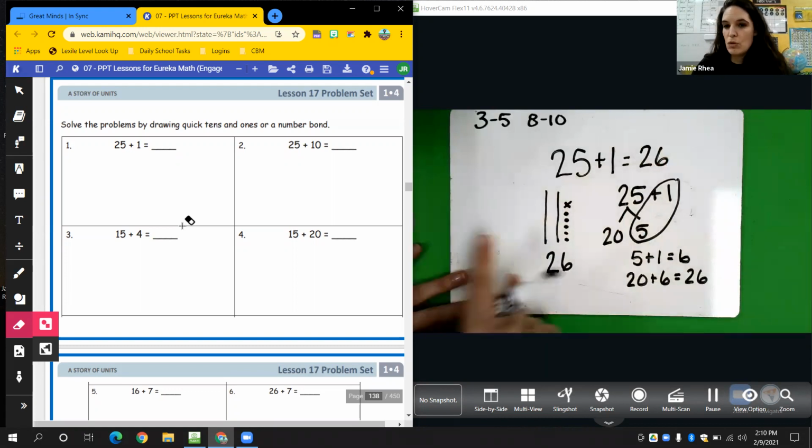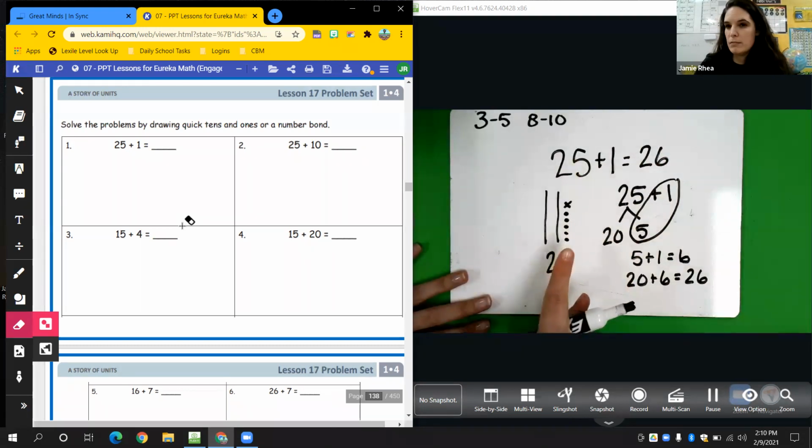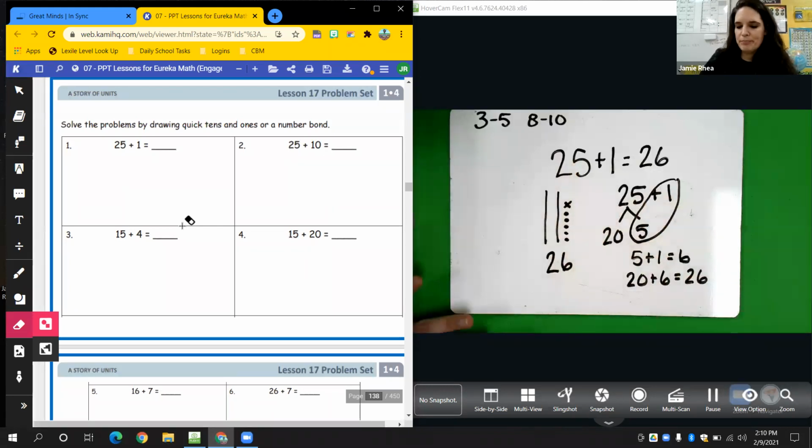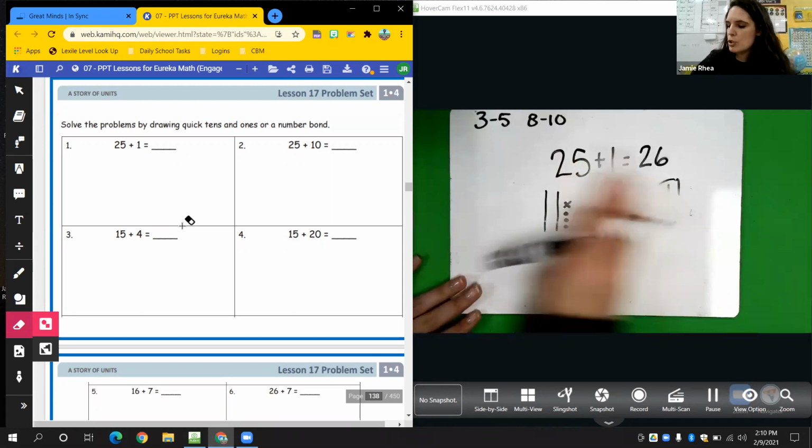Okay. You don't have to do both, but you have to do one. So either do it this way or do it this way. If you want to do both, that's fine. All right, let's look at number 2.